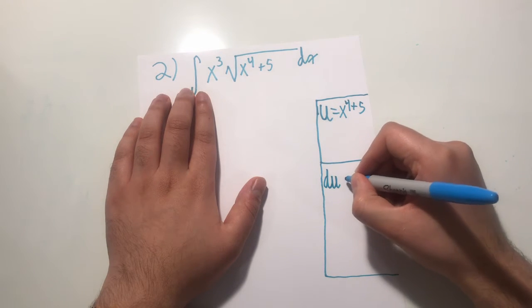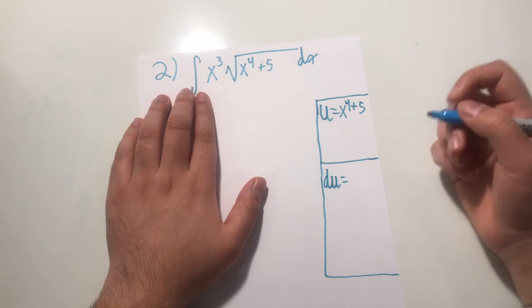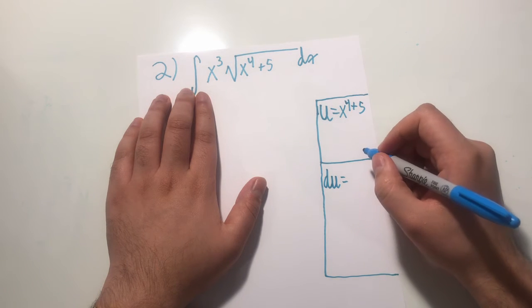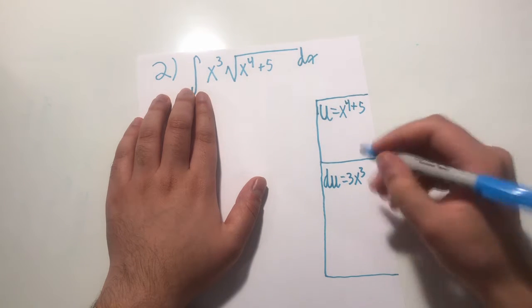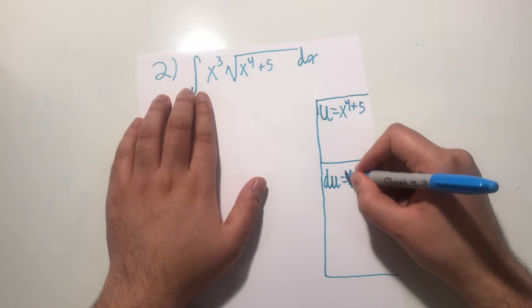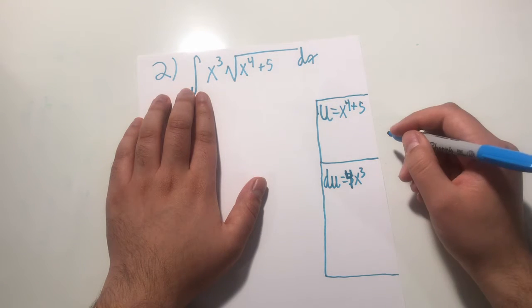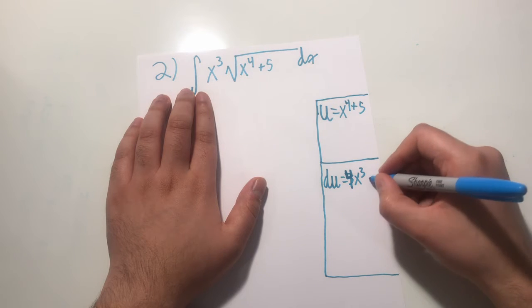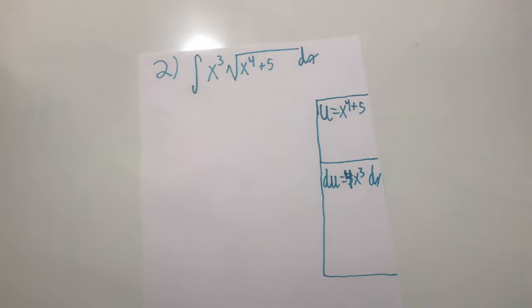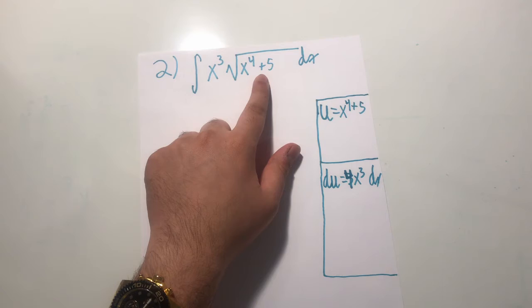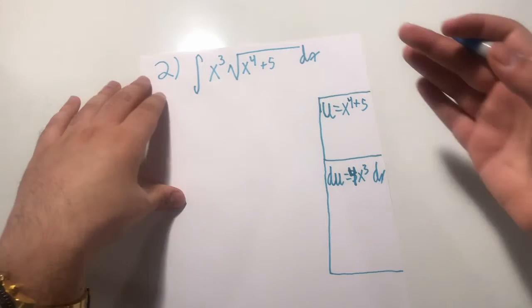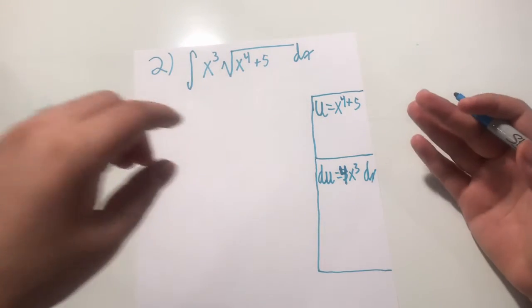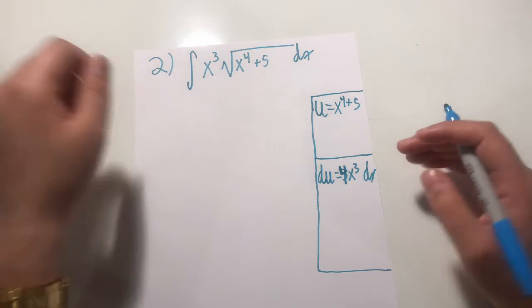Now let's find du. What is the derivative of u? x to the fourth becomes 4x to the third, and 5 just becomes 0. So we have 4x to the third dx. Now we can go and do our substitutions. Obviously this x to the fourth plus 5 can become u, but we run into a little problem. What we have left here is an x to the third dx, but our du is not x to the third dx. So what do we do?